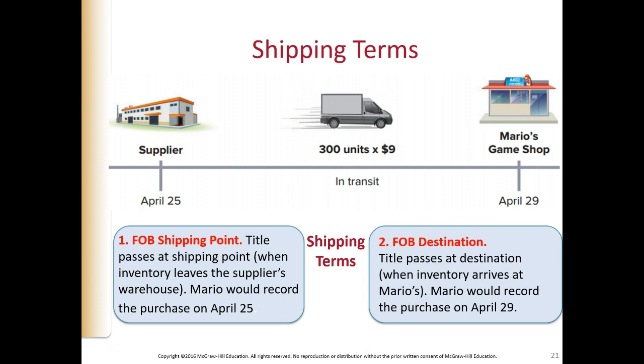Opposite of that is FOB destination. If this is the term you're working under, the title of the inventory does not pass to the buyer until it's delivered to the buyer. So whether you have FOB shipping point or FOB destination, you need to be working with the supplier and determine what this is. And it should be in the terms of the sale. It should be in the invoice.